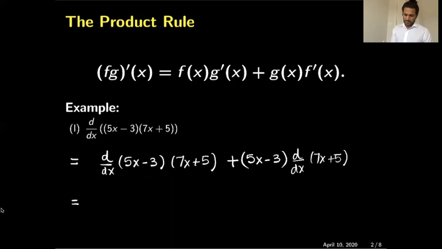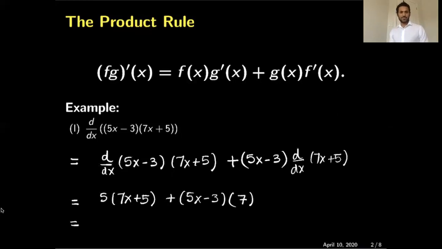Now we calculate the derivative of 5x minus 3. The derivative of 5x minus 3 is just 5, and 7x plus 5 is as it is. And now 5x minus 3 as it is, and the derivative of 7x plus 5 is just 7. I will simplify this one, but this is the complete solution here. You will get full credit up to that step.